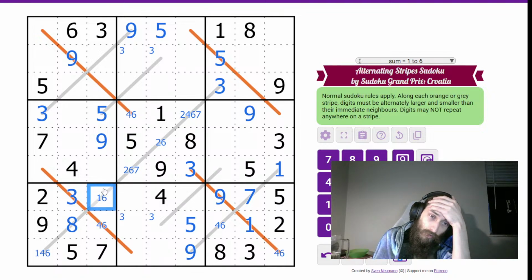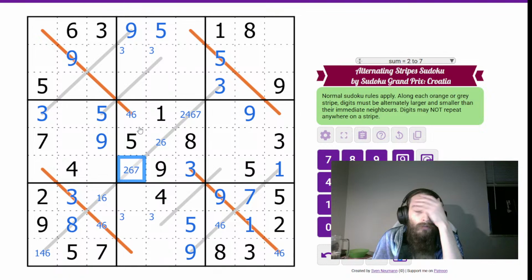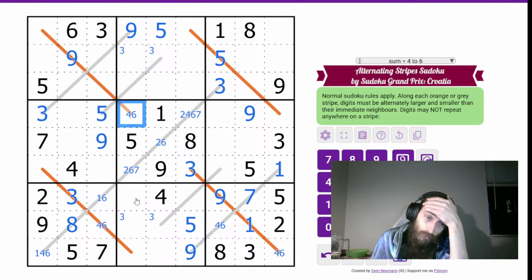wait, if this was a 6, that would have to be a 6, I think. Yeah, because you can't repeat the 6 on the diagonal. 6, 2, 7, 6, and 4. 6, 2, 4, 7, 6. Okay. I think that works.